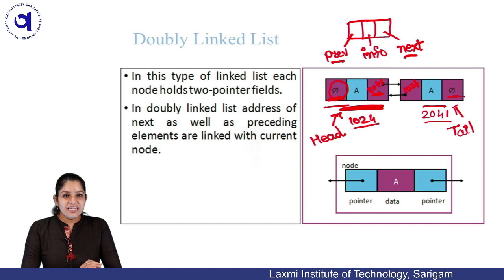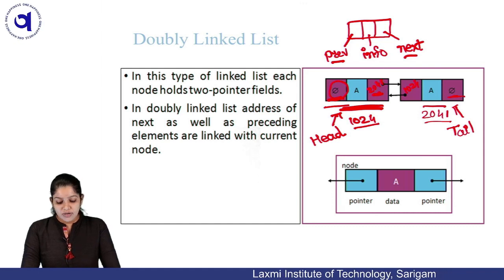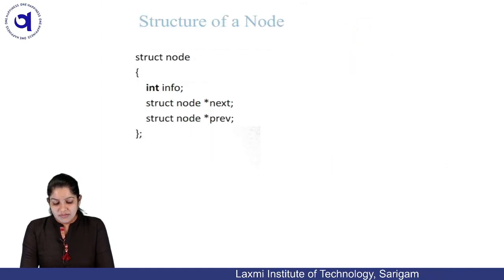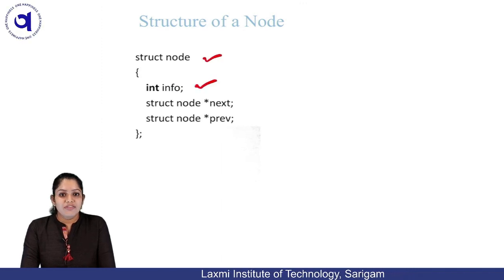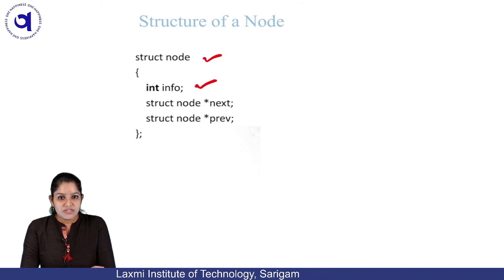Now there is a slight difference in the structure. So what will be the difference? Again, in a similar way we have this struct node, with integer info. Whatever data you are going to store, if it is of integer data type you write integer, if it is a character data type you write character, for float you write float. It depends on what kind of data you are storing.